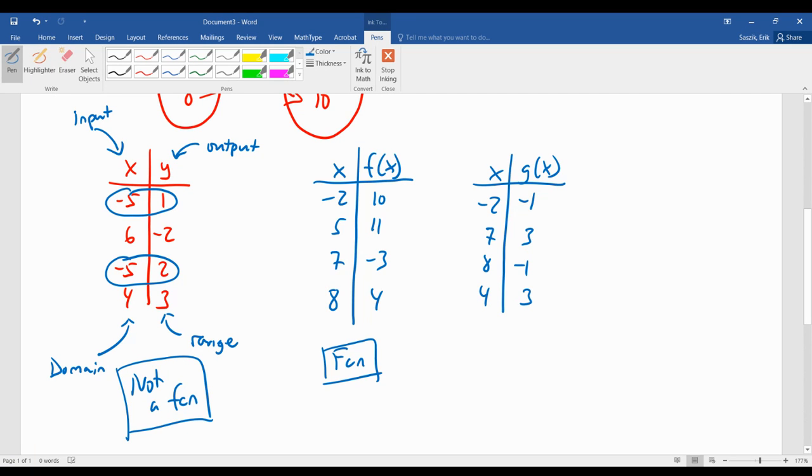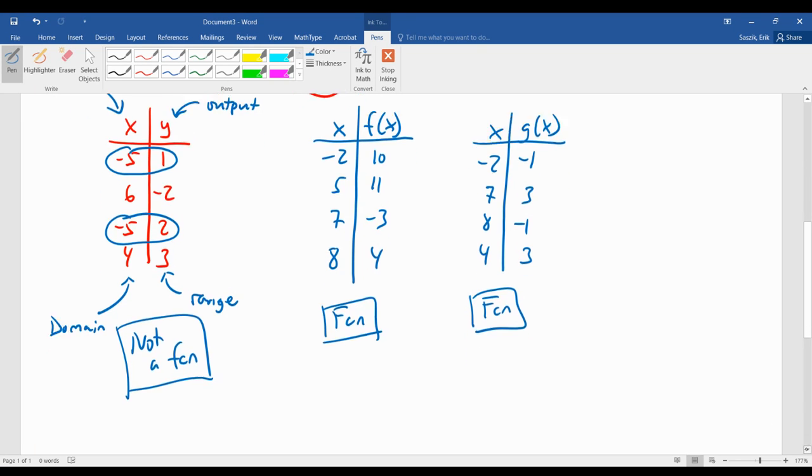Now, sometimes this freaks people out a little bit, but this is a function as well. I know that 7 goes to 3, and I know that 4 goes to 3 as well, but that's okay. It's when the same input goes to different outputs. That's what's the problem. It's okay if different inputs go to the same output. That's not an issue at all. All right? So those are both functions.